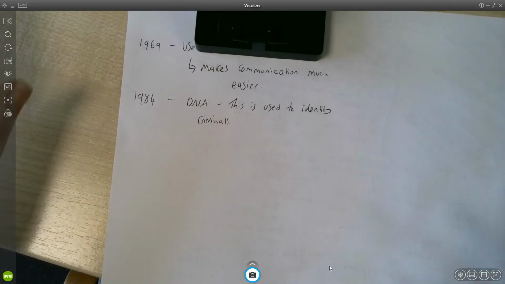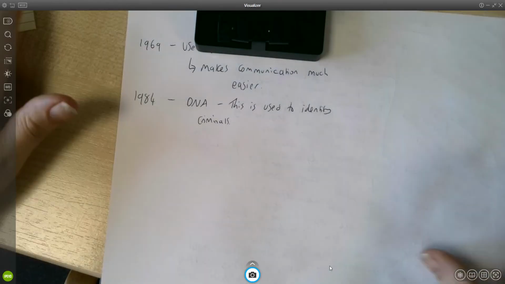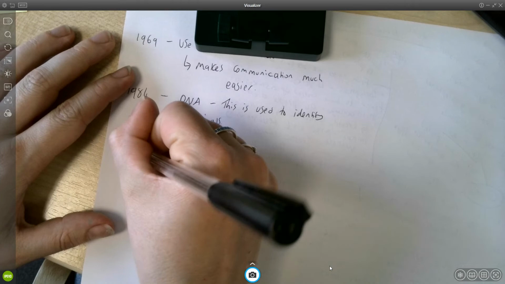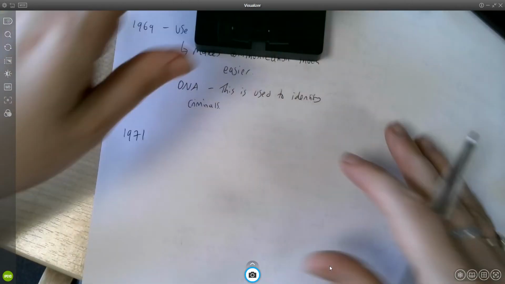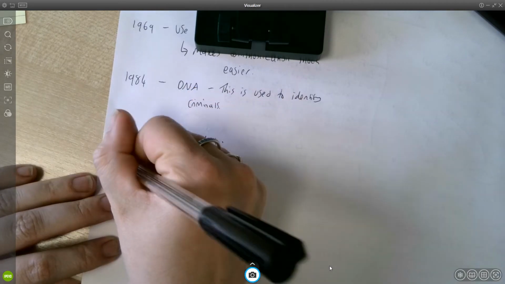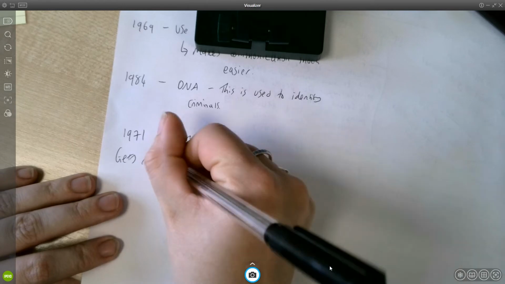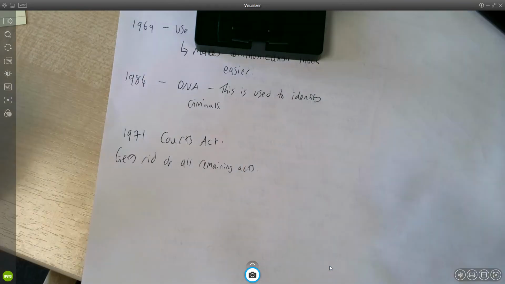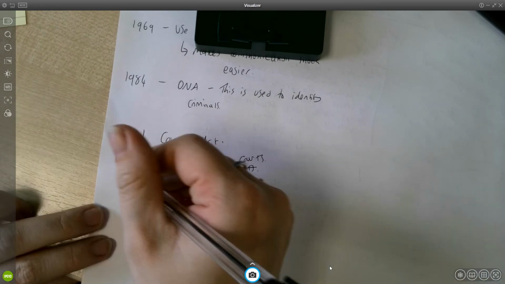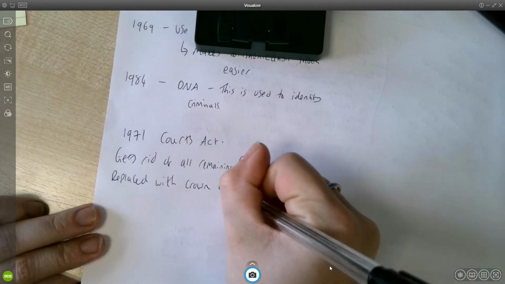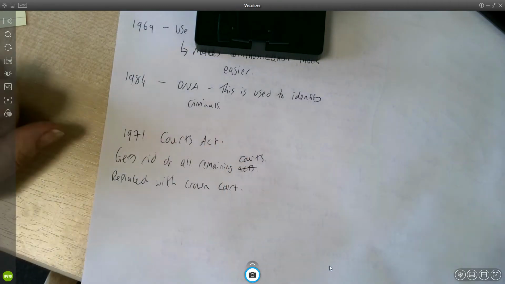So we'll continue with looking at law enforcement, but this time we are going to look at courts. In 1971, there is an end to local courts. So there's the 1971 Courts Act, and this gets rid of all remaining local courts, because there were a few remaining from earlier periods. They are all replaced with the Crown Court. So all of the courts from before, they've gone, and they are replaced with the Crown Court.